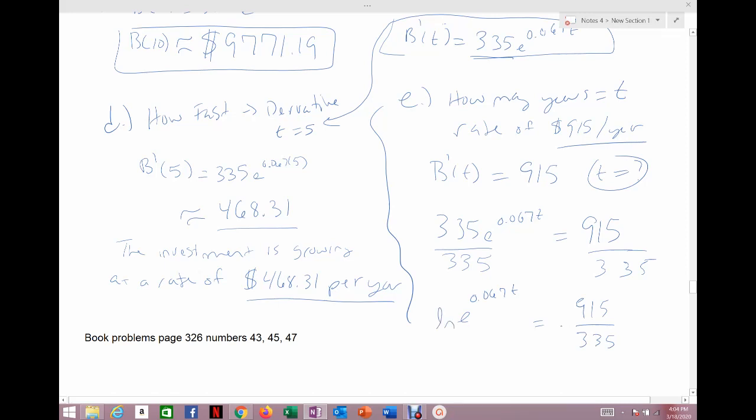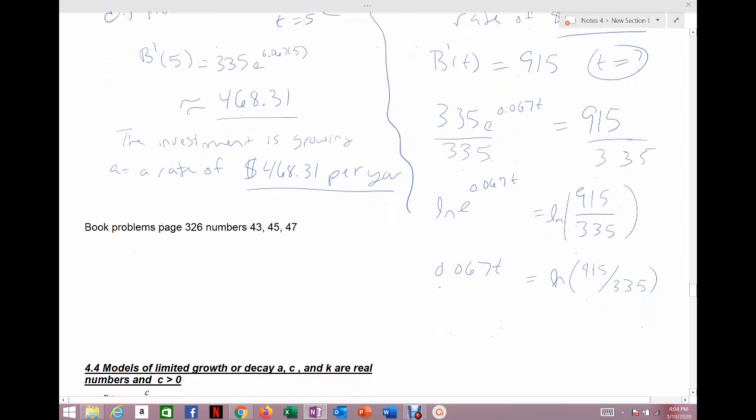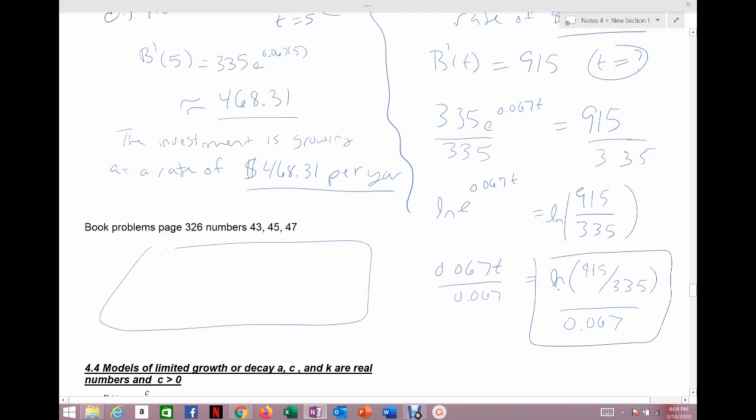Take the natural log of that side. And now we've got 0.067 times time equals the natural log of 915 divided by 335. Last step, divide by the interest rate. You're going to take this expression and plug it in your calculator as is. When you plug in the natural log of 915 divided by 335, it rounds nicely to 15 years.